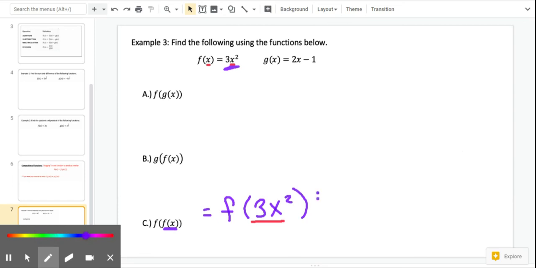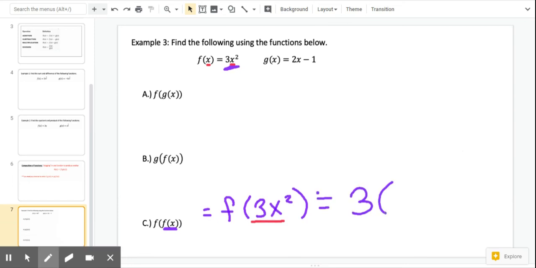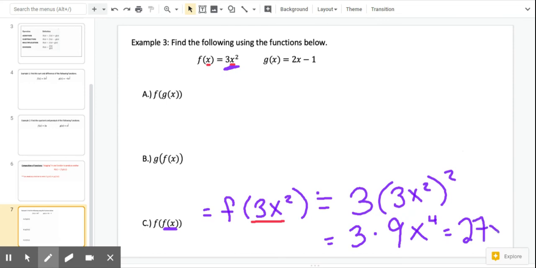So that's going to become 3 times, now we've got the x, so we need to replace it, 3x squared. Now we need to distribute the squared. So 3 times 9x, and this is the power of a power, so it's going to become x to the 4th. So 27x to the 4th.